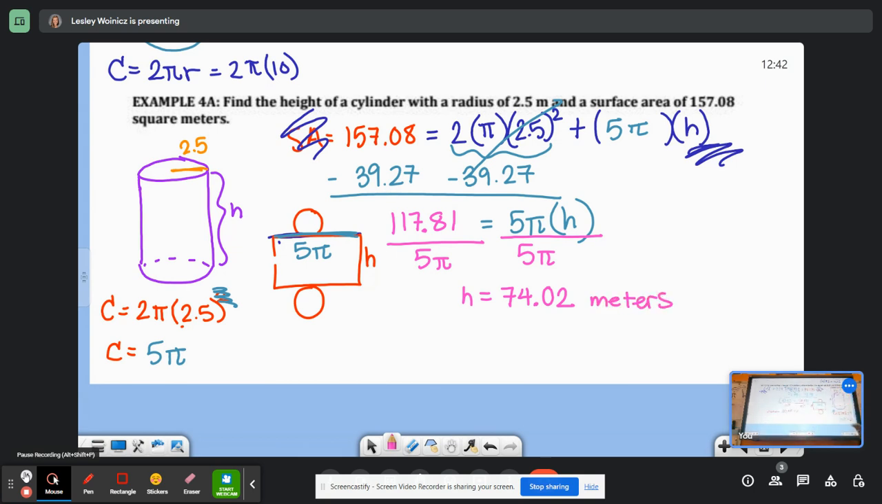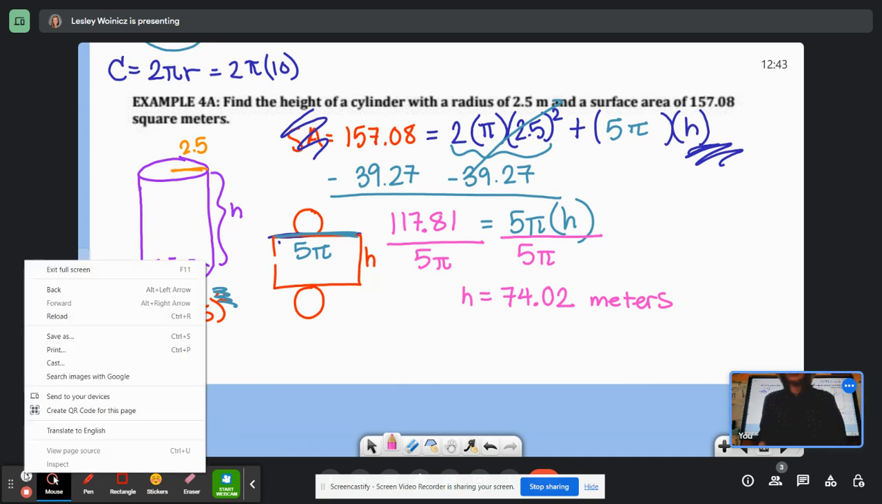We got one more. I think the next one might be like the one that we just did, where we have to solve for a height or something. Find the radius of a right cylinder with a height of 5 feet and surface area of 200 meters. Okay, do you want to solve for the radius, or are we good? We're good.